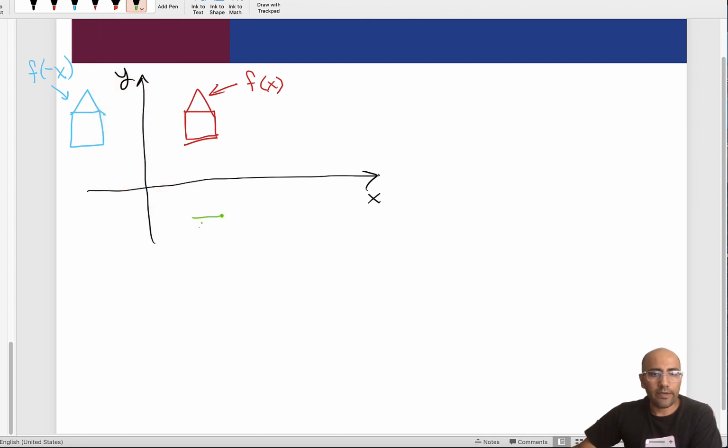It would look like this, right? And it would be kind of an upside down thing. So this one would be equal to a mirror image reflection of that guy. That would be -1 times f of x.